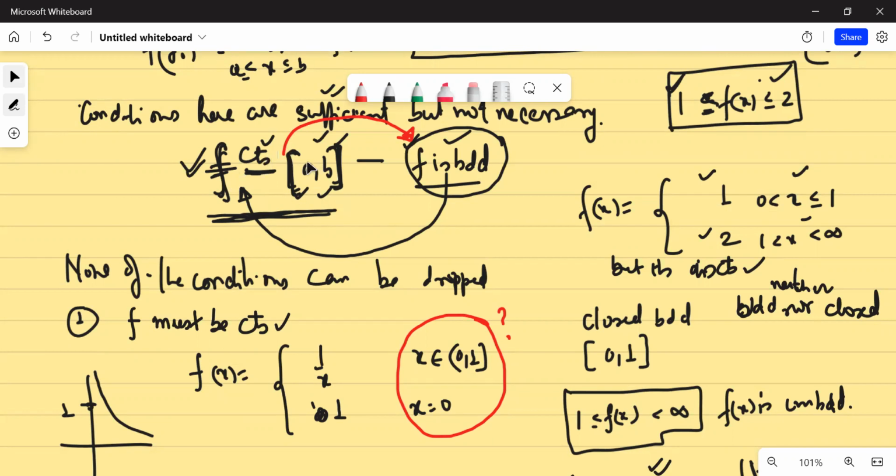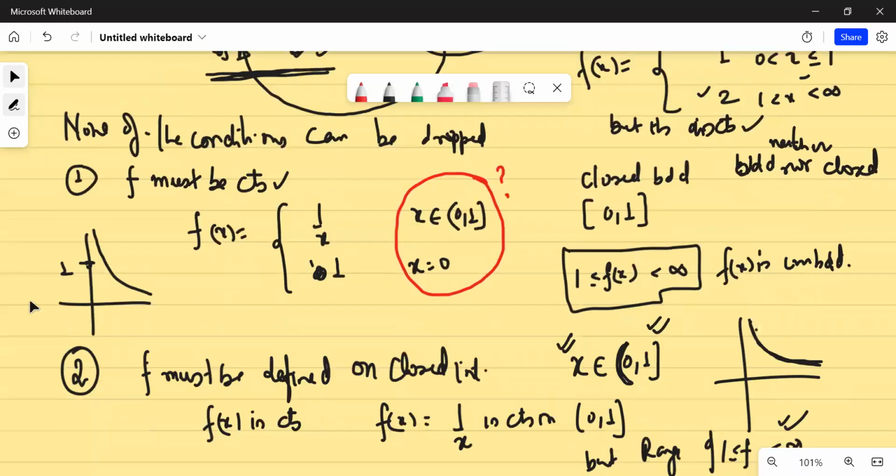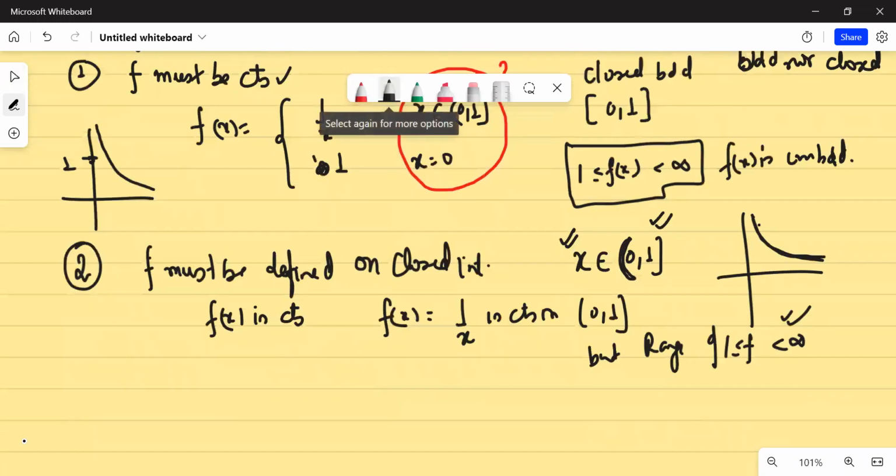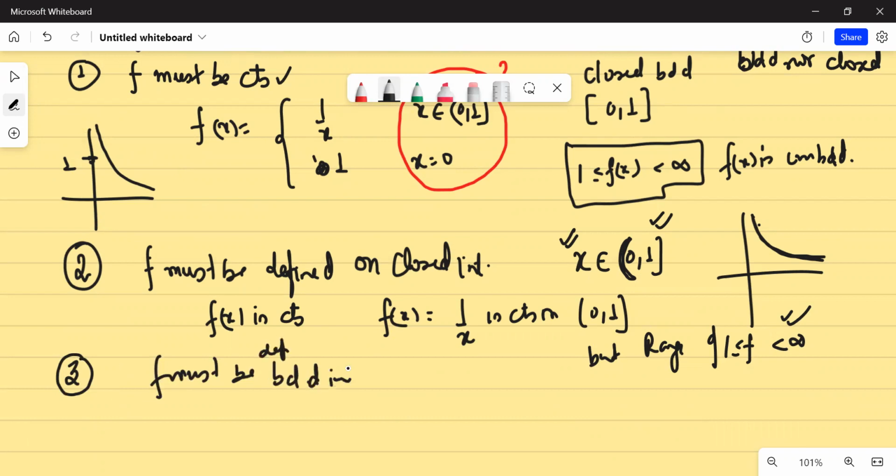That if my function is continuous on the closed interval a comma b, only then your function f must be bounded. Is that clear? Yes, sir. And option number 3, f must be defined on a bounded interval only. I cannot generalize this theorem for an unbounded interval.